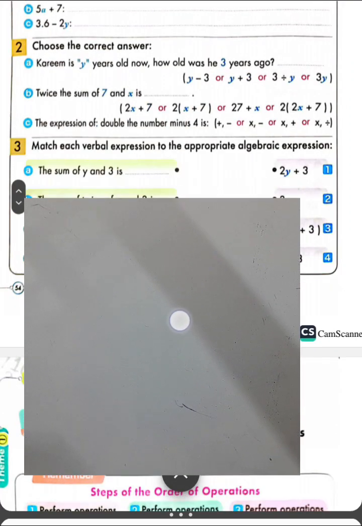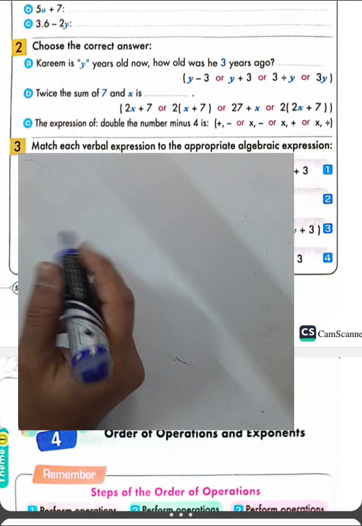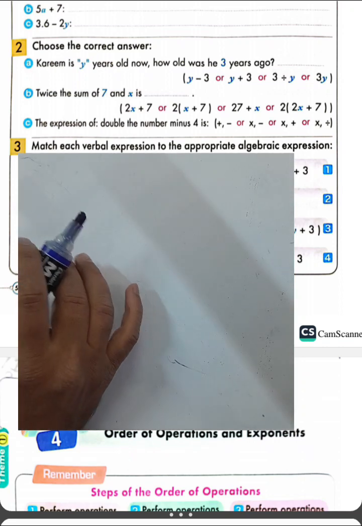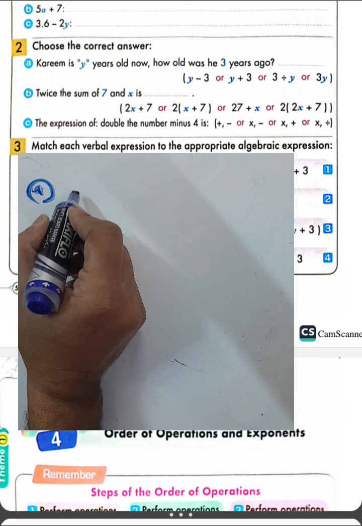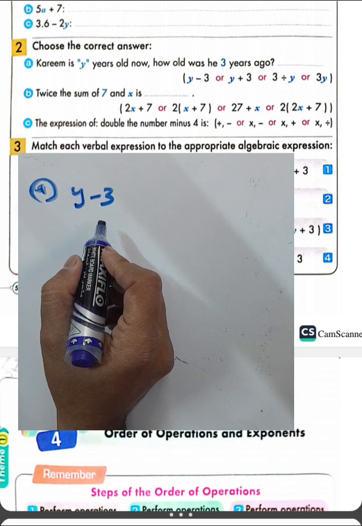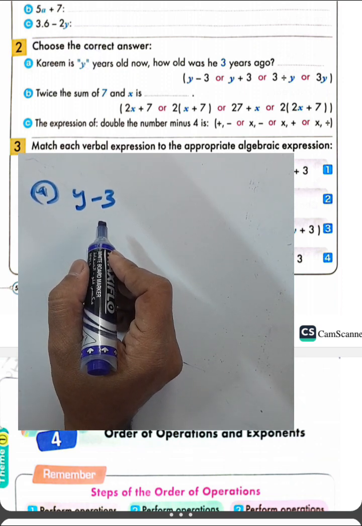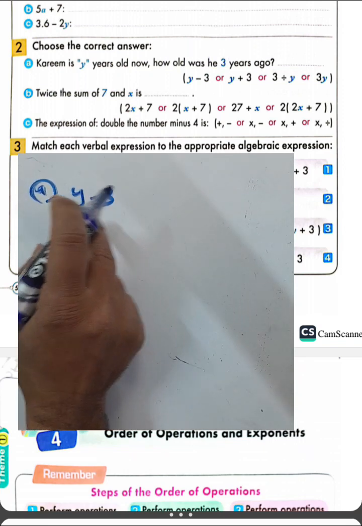Question number 2, choose the correct answer. Karim is y years old now. How old was he 3 years ago? It means subtract 3 from his age now, y. Then the result will be y subtract 3. Karim is now y years old. How old was he 3 years ago? Subtract 3 from the age now.